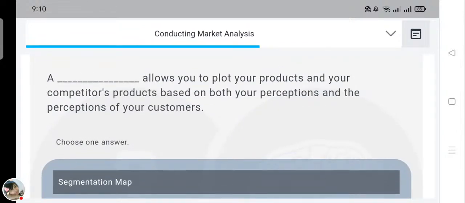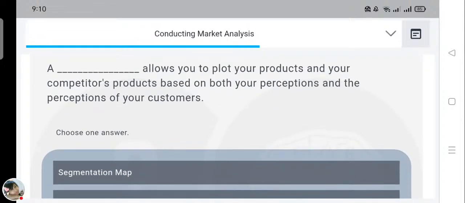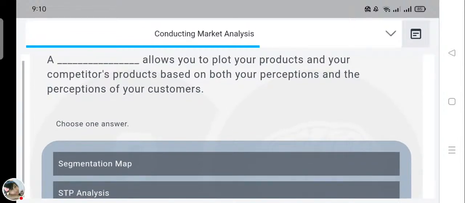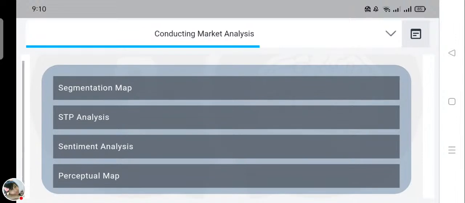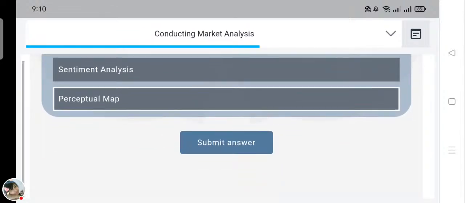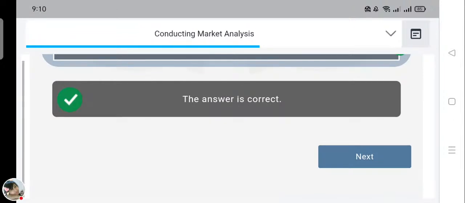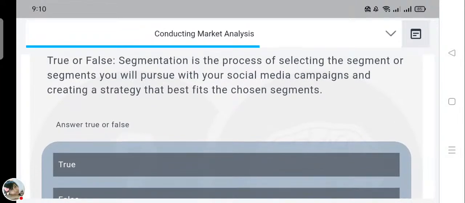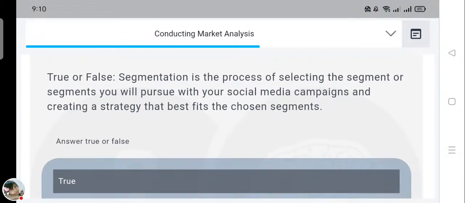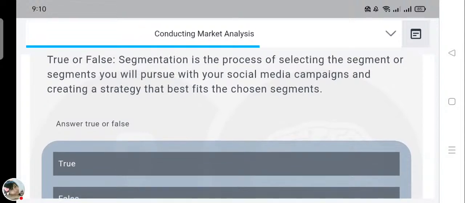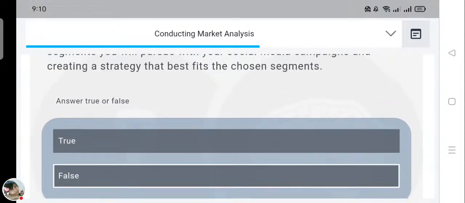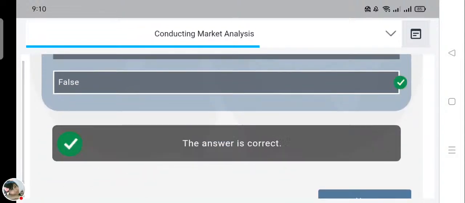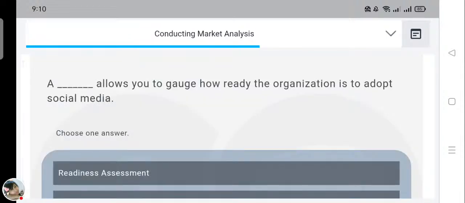A blank allows you to plot your products and your competitors' product based on both your perception and the perception of your customer. Ano yun perceptual map, ayun. Para makikita kasi doon kung ano yung product ng makukumpara mo, mapaperceptualize, ganon. True or false, segmentation is a process of selecting the segment. Hindi, false nga iyon kasi segmentation is like hindi man yung selecting ng segments. Tama, false nga. Hindi kasi inintindi yung tanong.